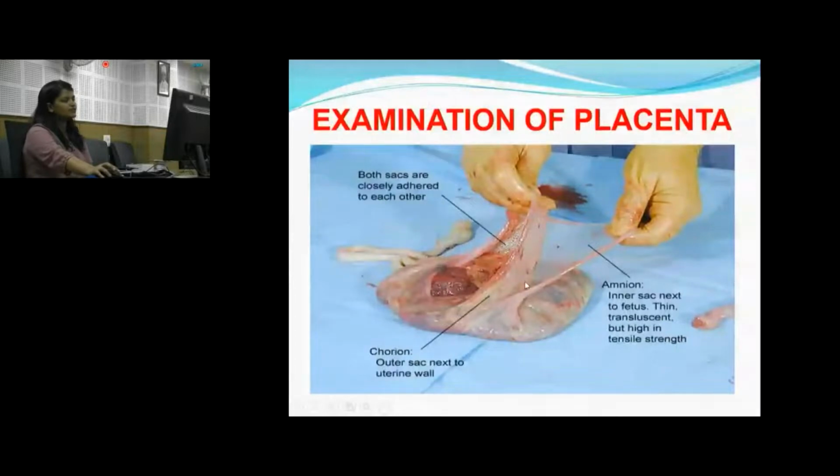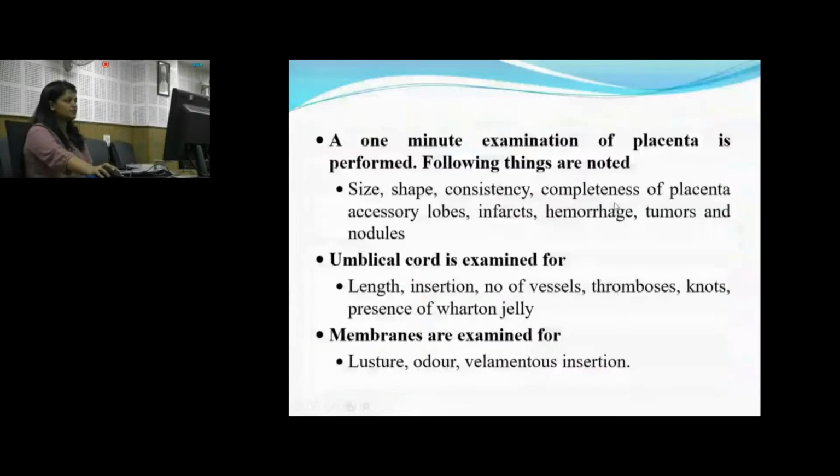This is how after delivery the placenta is examined, where both the surfaces, fetal and maternal, are examined. You look for all the cotyledons or any missing cotyledon if present. If there is a leash of vessels which leads to a hole or gap in the membranes, you should look for another lobe of placenta. So a 1-minute examination of placenta is performed.